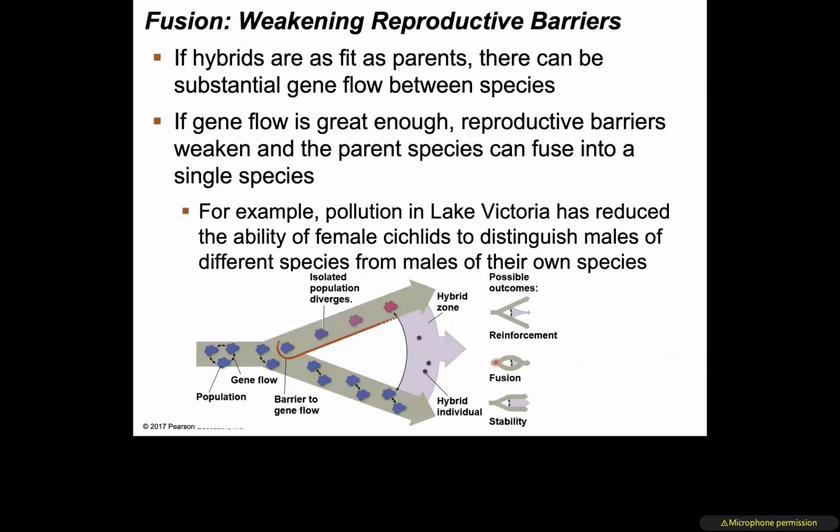So you have one population and then another population around the hybrid zone. Those hybrids are very successful. They're just as successful as their parents, and they can reproduce with each of those parents. So the hybrids can reproduce with each other. The hybrids can reproduce with the first parents, and they can reproduce with the purple parents. So that will in turn eventually fuse them into one species. So that's called fusion.